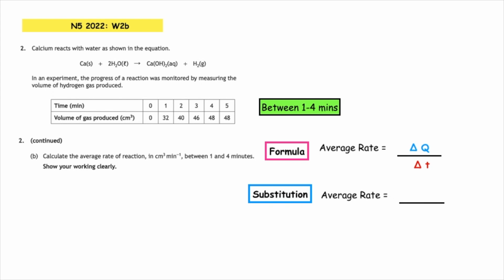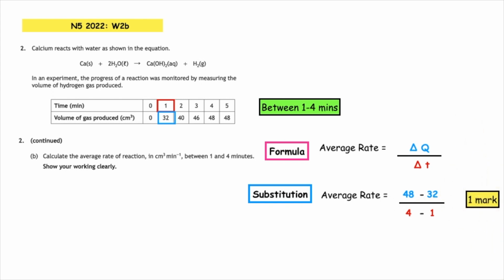We always do big numbers, take away small numbers. So on the bottom line, we would have 4 minus 1. We use the table to identify the time of 4, and we can see that the volume of gas given in the table is 48. We then look at the time given of 1, and the volume of gas is 32. So the top line for the substitution would be 48 minus 32.